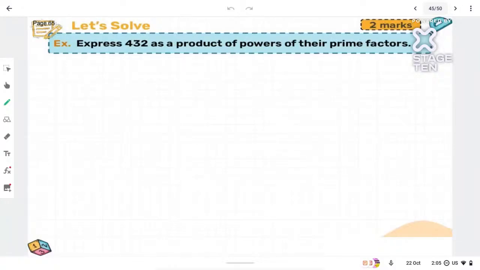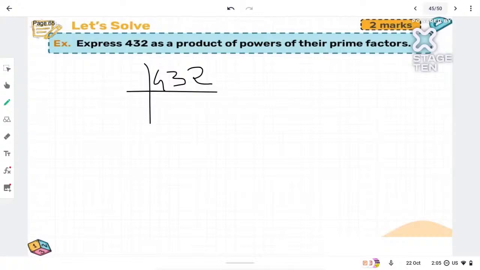Next question says: express 432 as a product of its prime factors. Means you have to factorize 432. So okay, 432 is given to you. Prime factorize it. Okay, prime factor again. How much time shall we give?